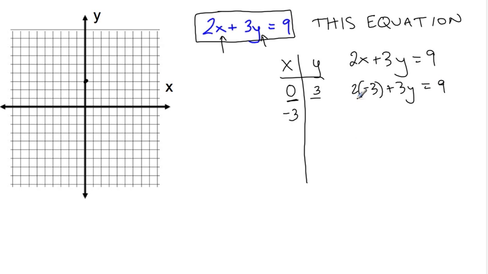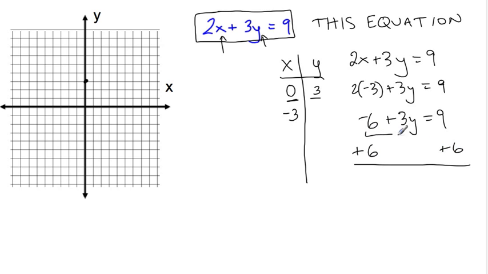Okay, so what is 2 times negative 3? Well, 2 negative 3's is negative 6. All right, a little bit more challenging this time because on the last one we had a 0. But on this one we have negative 6. So what's the opposite of negative 6? The opposite of negative 6 is positive 6.